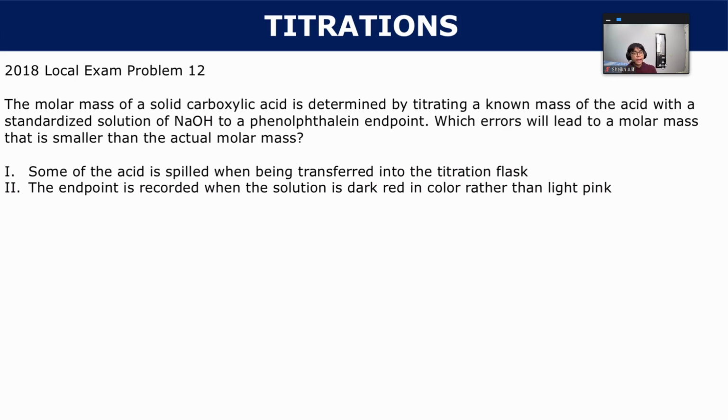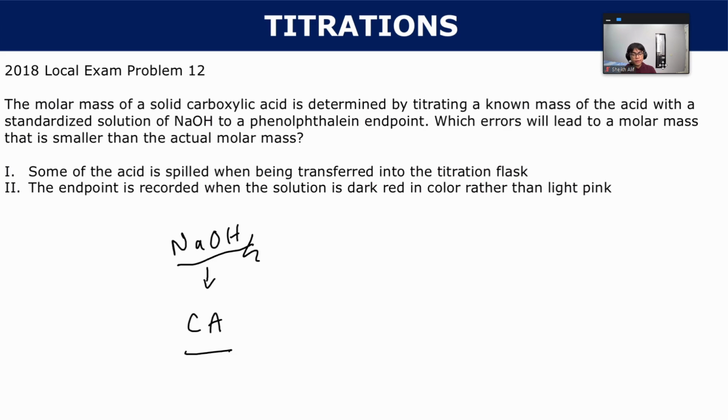Recall what happens in a titration. NaOH is going to drip into the carboxylic acid, which I'm going to write as Ca. So which of the errors is going to lead to a molar mass that is smaller than the actual molar mass? Well, the molar mass will be smaller if we add too much NaOH.